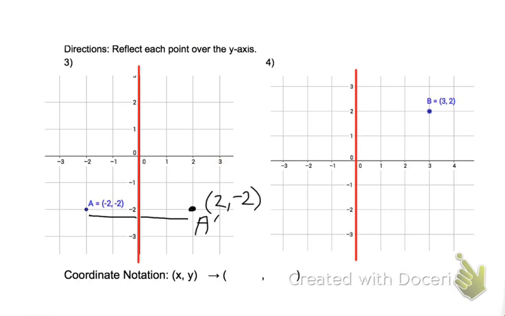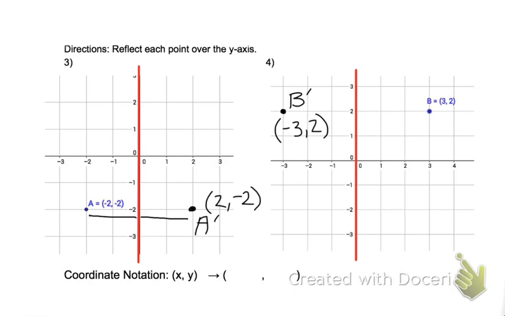Let's look at number 4. Our point here is 3, 2. And when we reflect that over the y-axis, that would be right here. So I'm going to label that B prime. Again, this one is 3 units away from the y-axis. And the coordinate would be -3, 2.